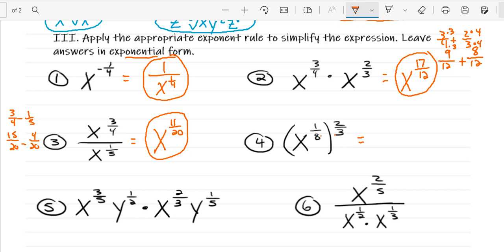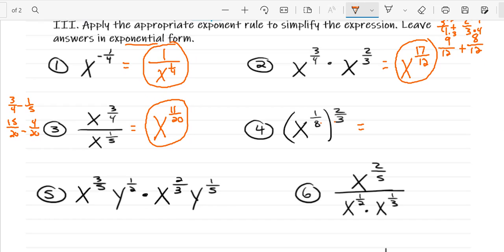When it is a power to a power, our rule is that we multiply the exponents. So keep the x, and we're doing 1/8 times 2/3. When you multiply, multiply the top, multiply the bottom. So our answer will be 2 over 24. Now that can be reduced to x to the 1/12. Again, make sure you reduce any rational exponent.